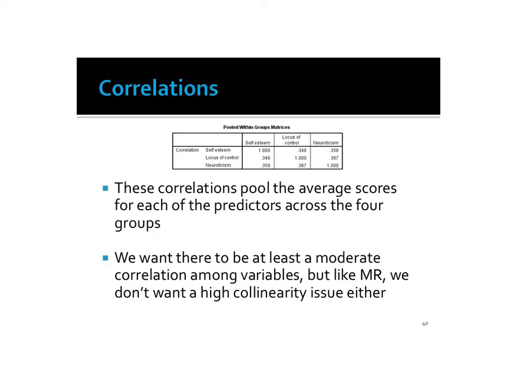Then you are given the correlations that pool the average correlation scores for the predictors across the 4 groups. We want there to be at least one moderate correlation among the variables, but like multiple regression, we don't want high multicollinearity. So if we look at these correlations, 0.34, 0.35, 0.38, we are in the moderate area, but not strong moderate, like 0.5, 0.6, 0.7. So we really aren't going to be able to differentiate groups hugely, and that's because we don't have much information here. We have weak to moderate correlations, not moderate to strong.